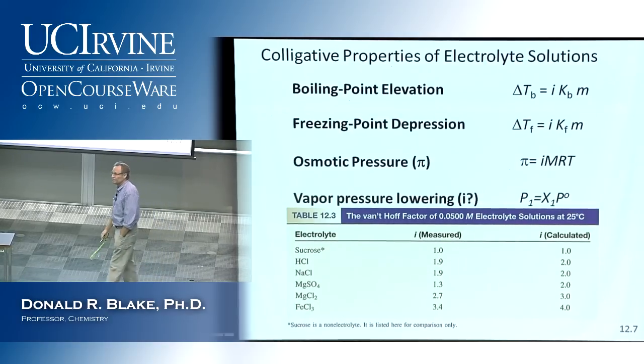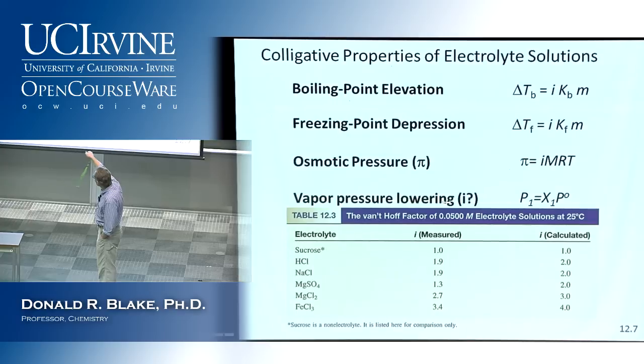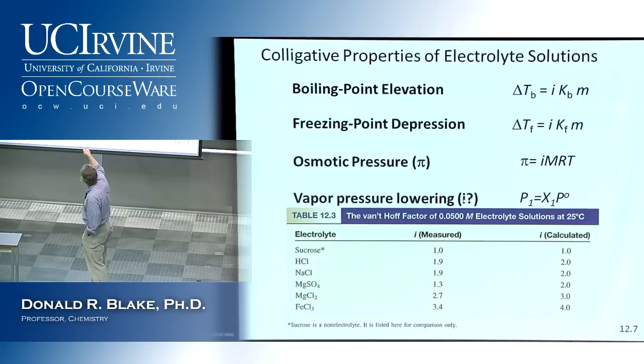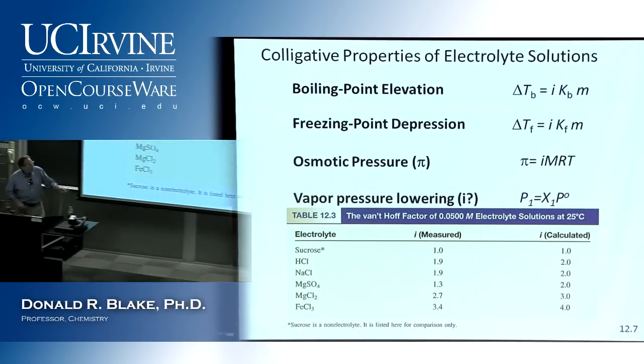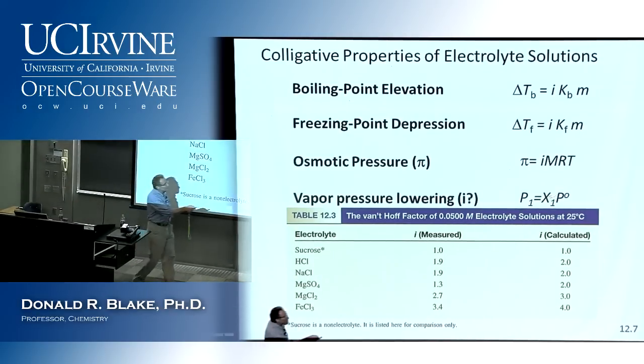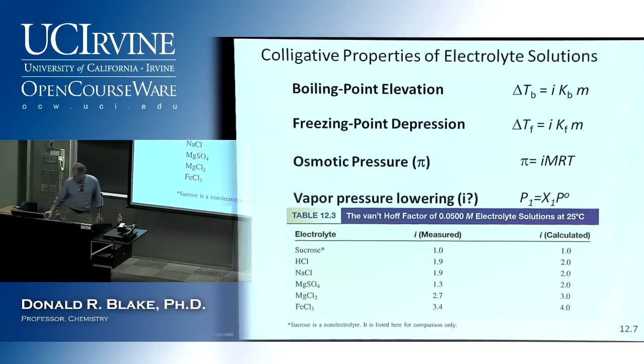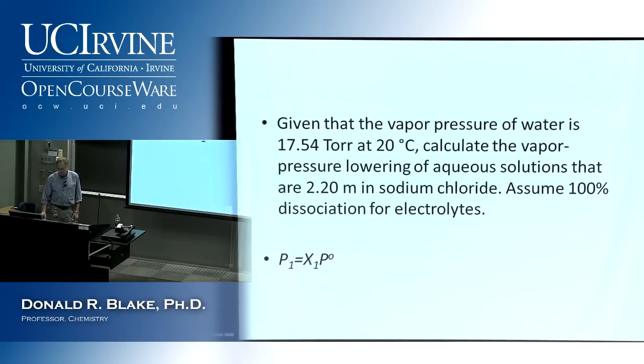Now, vapor pressure lowering. Look, I've got an i and I got a question mark right there. What I'm saying is, how do we need to have an i in this? And the answer is sort of. It's implied because of that chi right there, okay?